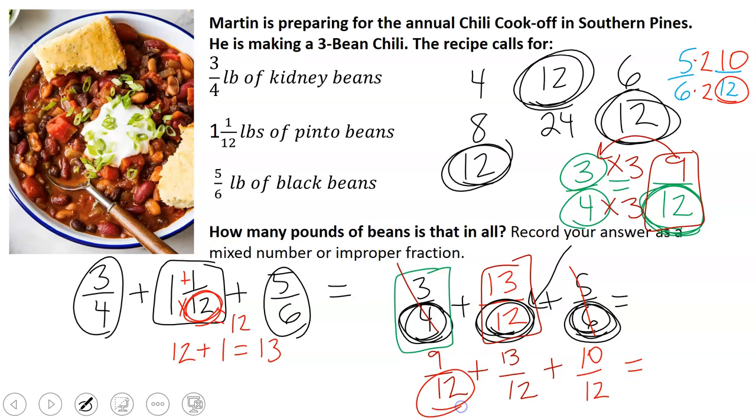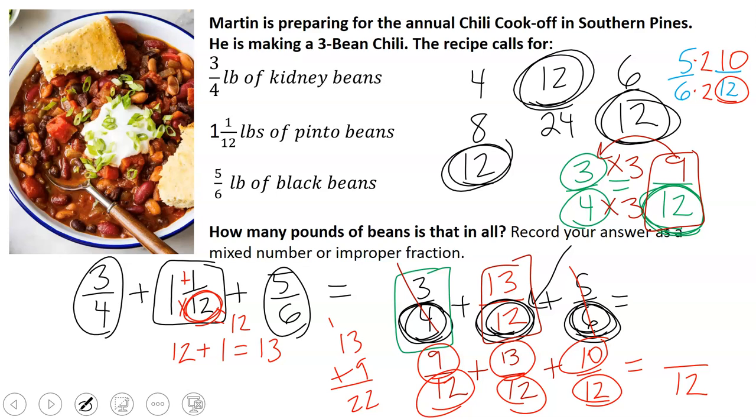And now that we are adding the same size pieces, 12ths, we are going to figure out the total number of 12ths that we have. So I'm going to add 9 and 13. So we can start with adding 9 and 13. 9 and 3 gives us 12, carry the 1. 1 and 1 makes 2, so that's 22. And then I add 10 to 22, so that would give me 32.